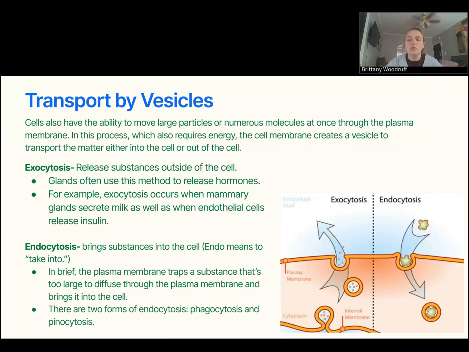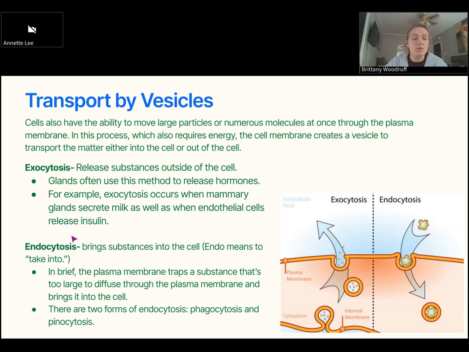Okay, so those are your transport mechanisms. When we get to exo and endocytosis, we'll talk more about them. For now, I just want you to know transport by vesicles is an active transport mechanism. I also want you to know that vesicles means package. You'll get more familiar with exo means out, endo means in when we get to more medical stuff.